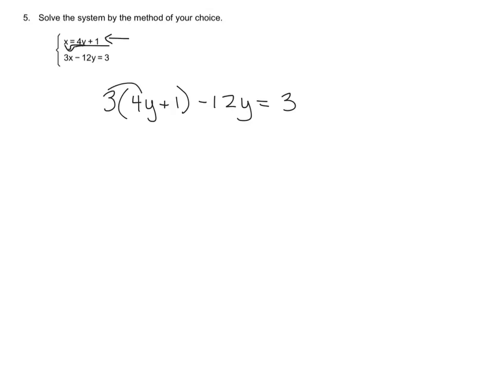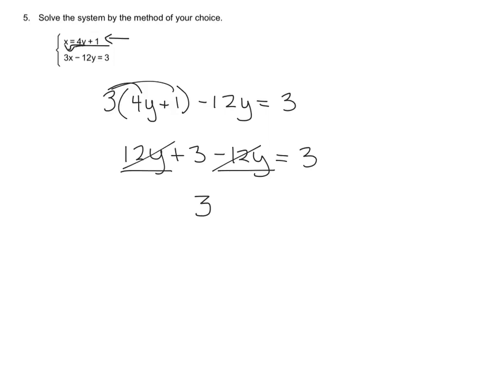The first step is to distribute the 3 to both terms within parentheses. We have 12y plus 3, and then minus 12y equals 3. I'll combine like terms on the left side, so I have a positive 12y and a negative 12y. So these cancel because 12y minus 12y is 0. So I'm just left with a 3 on the left side and a 3 on the right side. Now 3 equals 3 is a true statement.